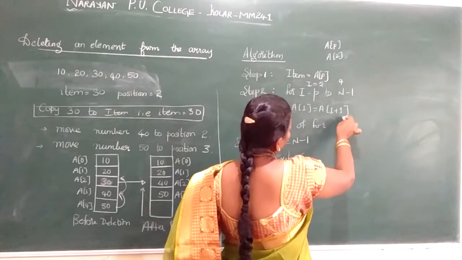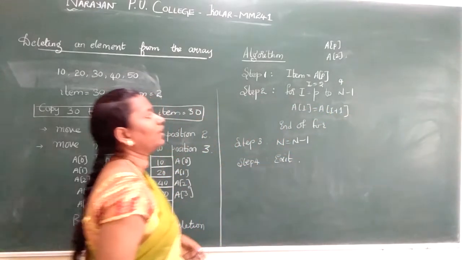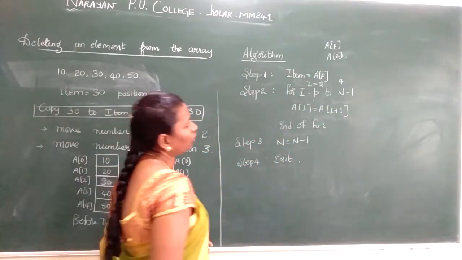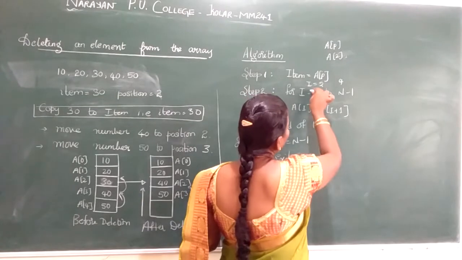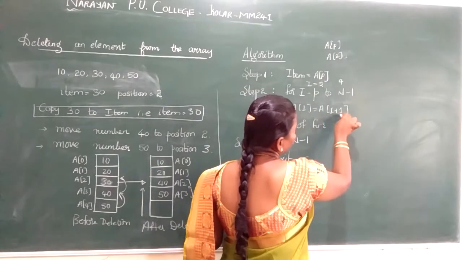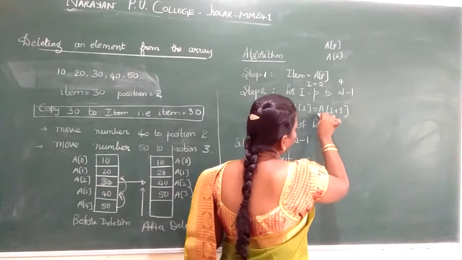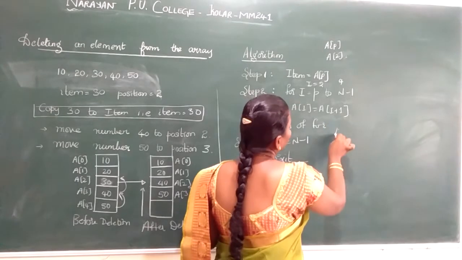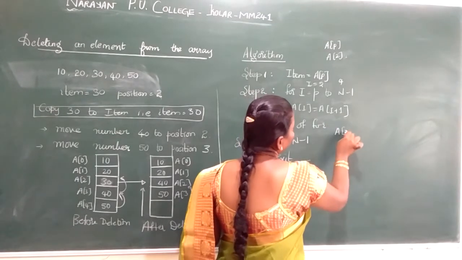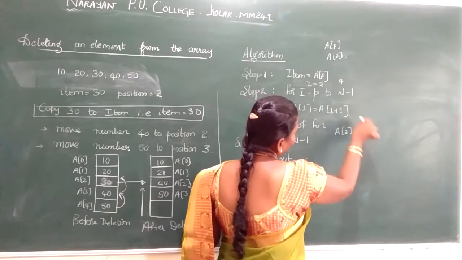A of I plus 1, I am giving it to A of I. What is your I value here? I value is 2. 2 plus 1 is 3. So what is there in A of 3? That you are giving to A of I. A of I is A of 2. So what are you giving to position 2?